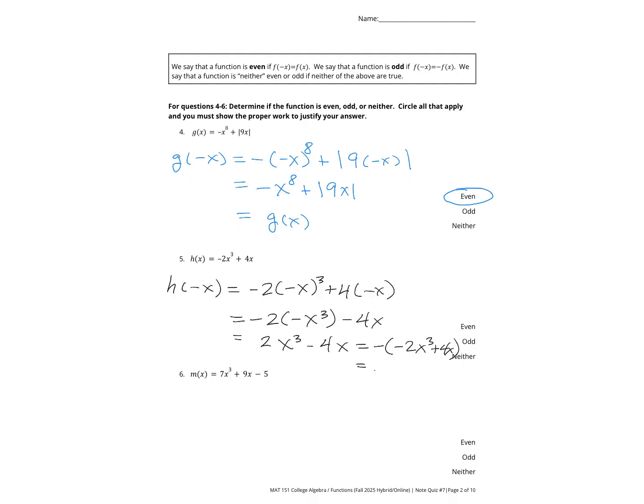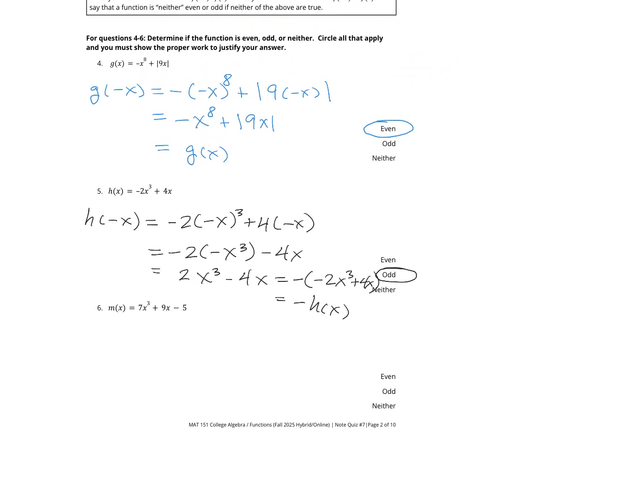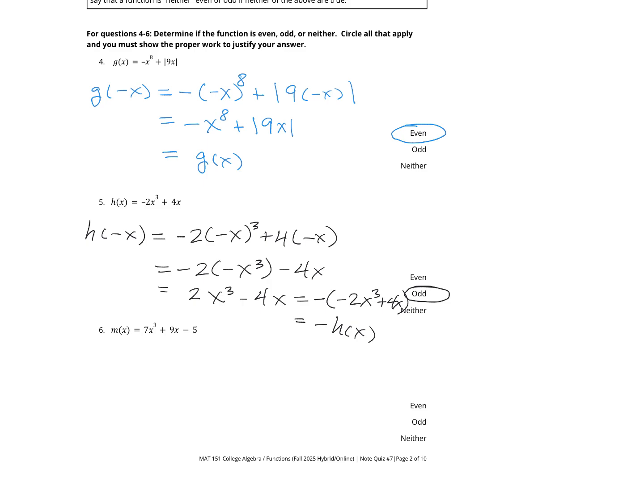Again, if you take h of negative x and get negative h of x, you have yourselves an odd function. Now let's take a look at the last example on this page. We're going to take m of negative x once again. That's going to be 7 times negative x to the third power plus 9 times negative x minus 5.